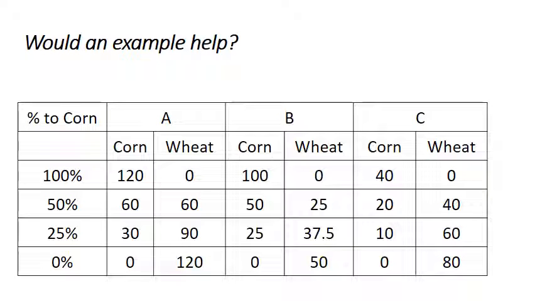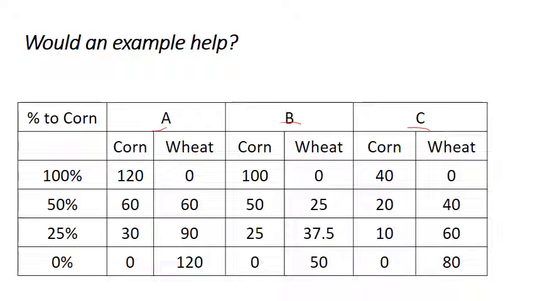Let's derive a production possibility frontier for a simple economy. Our economy has 3 acres of land, A, B, and C. If A spends 100% of its time growing corn, we can grow 120 bushels of corn, no wheat. B, at 100% for corn, grows 100 bushels of corn, no wheat. And C would grow 40 bushels of corn and no wheat.